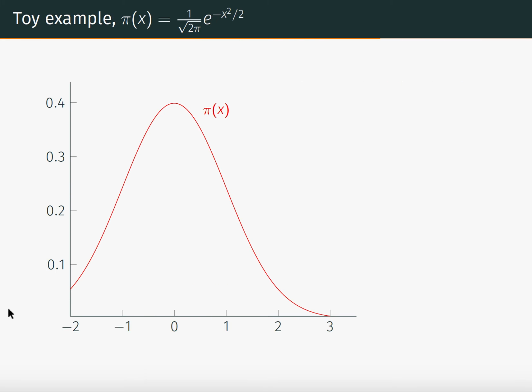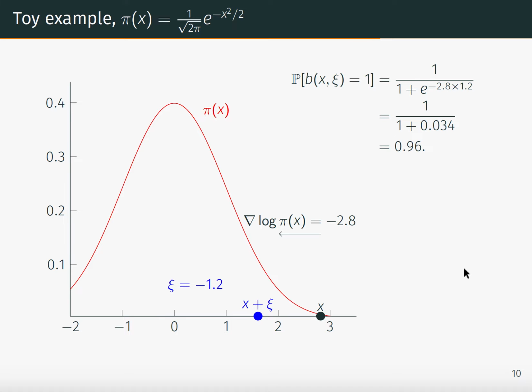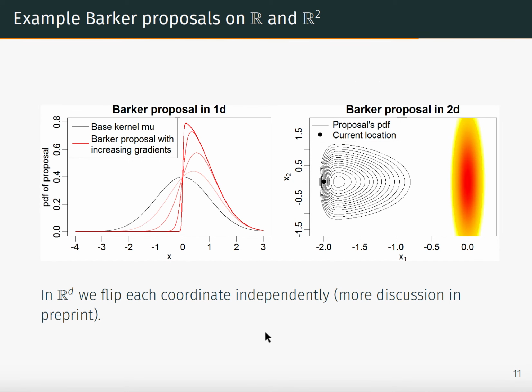Just to take a toy example, so we're more clear here, let's consider a target distribution. The current point is x, and the gradient's pointing in that direction. We sample xi, which is Gaussian, and x plus c will look like that. X minus c will be over here. Because x plus xi is taking us in the direction of the gradient, you can see the probability that b is 1 is very high, so that will be the most likely proposal. This is a picture of what the proposal distributions are going to look like in aggregate. In more than one dimension, we flip each coordinate independently. We have some discussion of why we do it that way in the preprint.